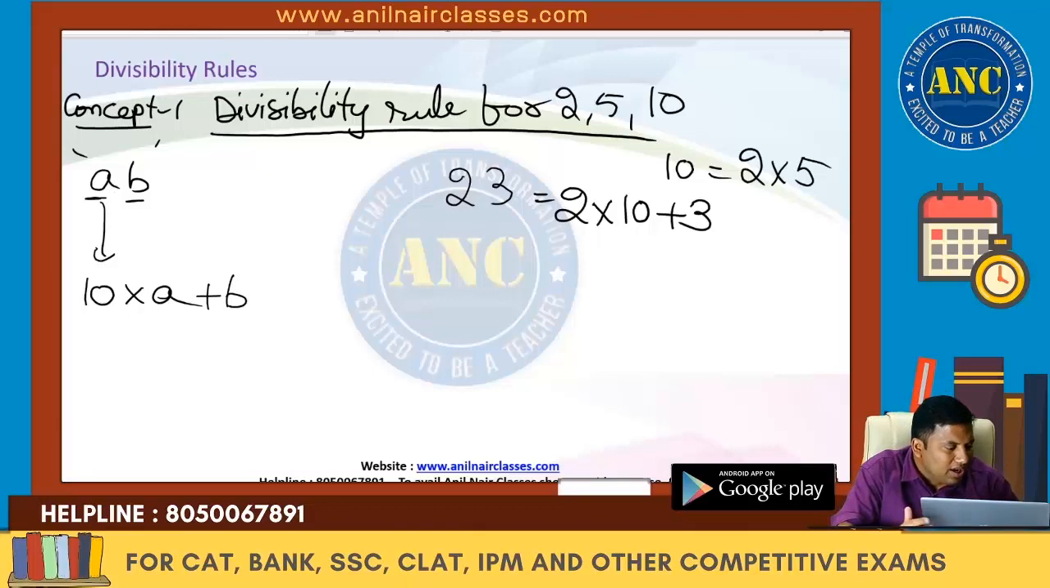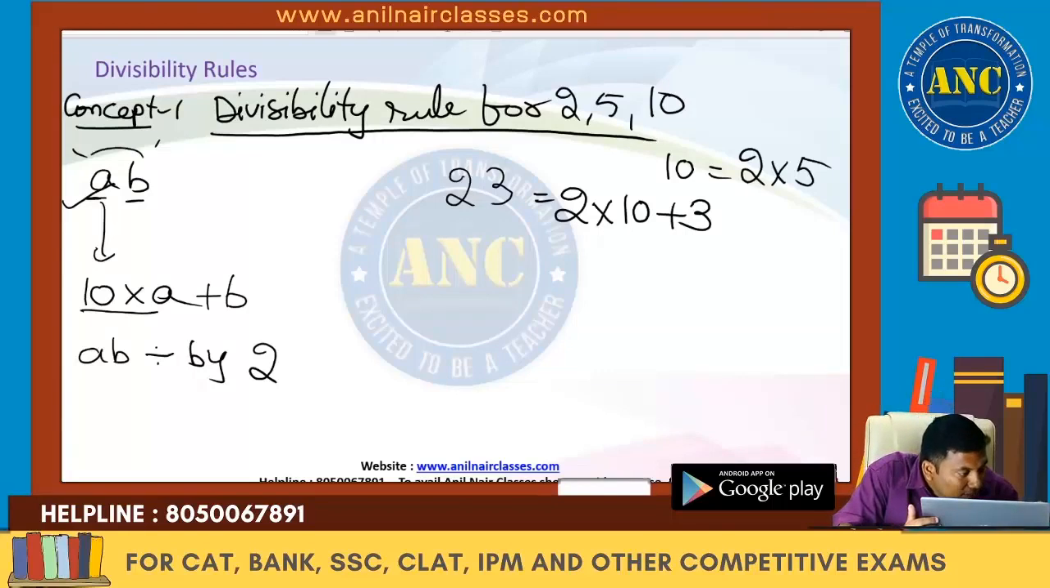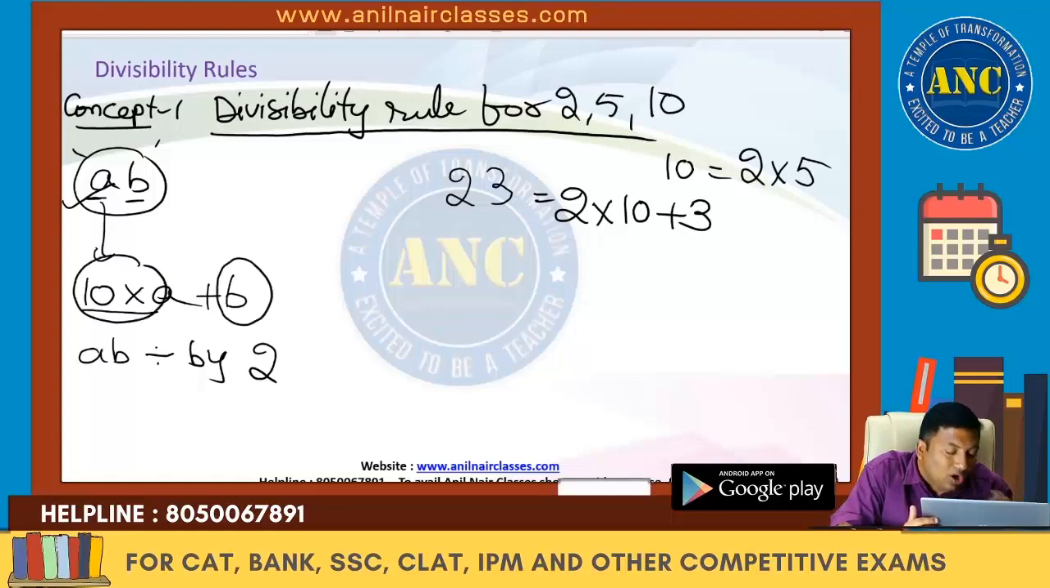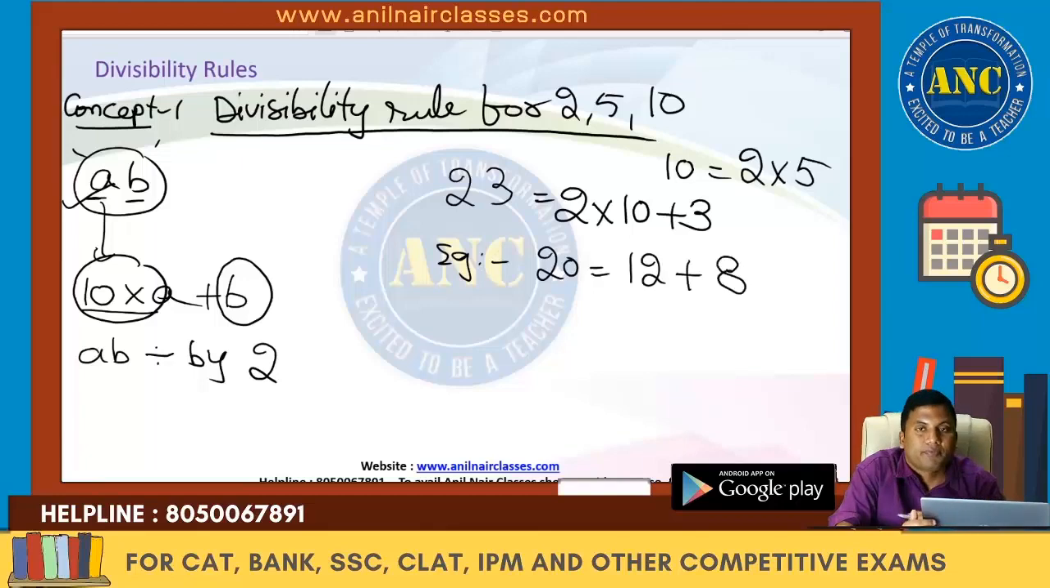Now 10A plus B. Suppose AB is divisible by 2. I said that this 2-digit number is divisible by 2. That means AB is divisible by 2. 10A: 10 is divisible by 2, so this number is divisible by 2. Obviously, B should also be divisible by 2. Why? Because, for example, 20 is nothing but 12 plus 8. 20 is divisible by 2, 12 is divisible by 2, 8 should also be divisible by 2.